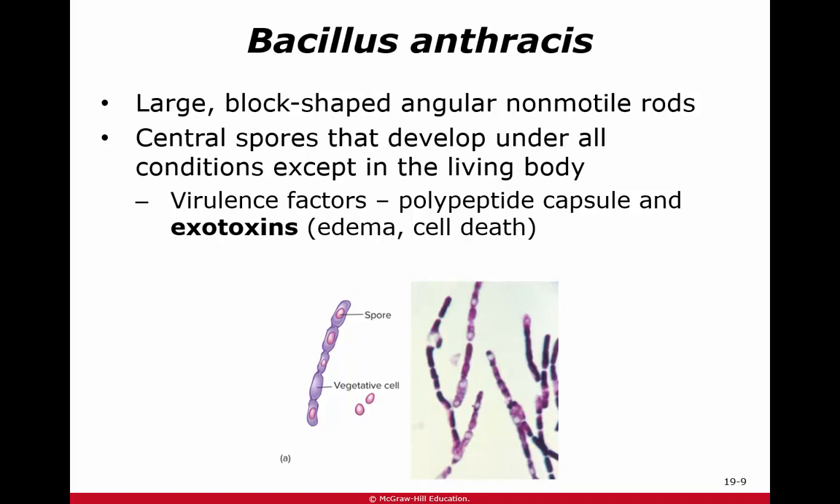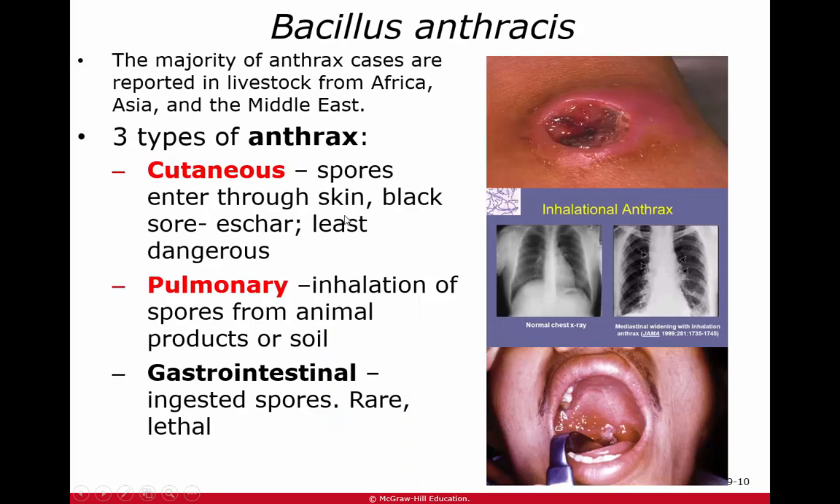All right, so let's concentrate first on Bacillus anthracis. These are large, block-shaped, angular, non-motile rods. We do see the endospore in them when they're stained. And we know that these are very virulent. We know that they give off exotoxins, and those exotoxins, again, are seen in gram-positives typically, but these exotoxins can often cause edema, swelling, and can cause cell death.